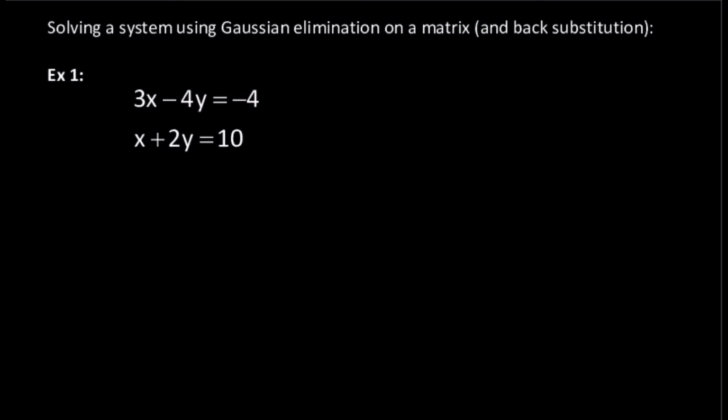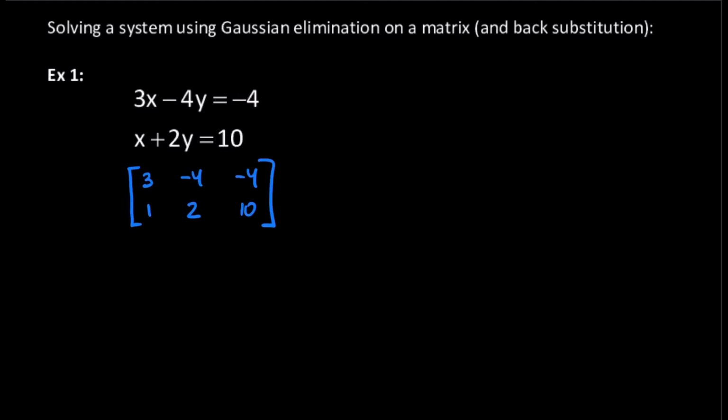Now we're going to solve a system using Gaussian elimination on a matrix and then back substituting. First thing I need to do is create a matrix from this system of equations. Well, that's not too hard. That's the easy part. It helps if you write small. So we're going to be writing a few of these. First row is going to be 3, -4, -4. The second row is going to be 1, 2, and 10.